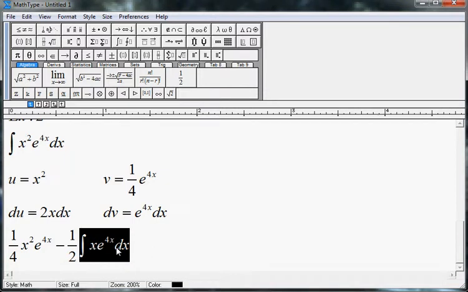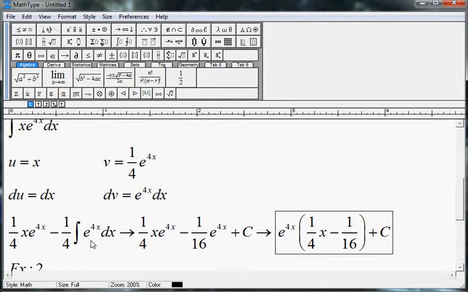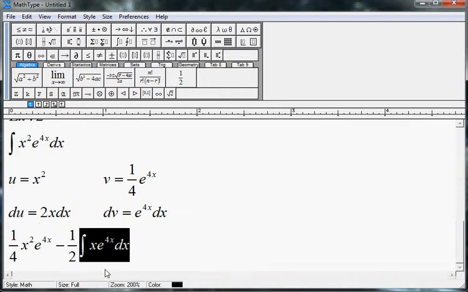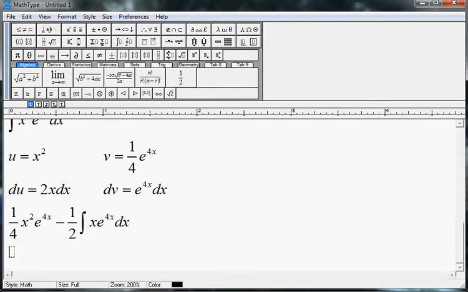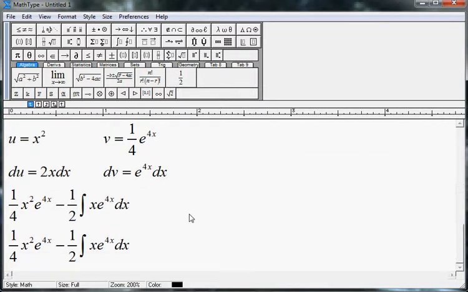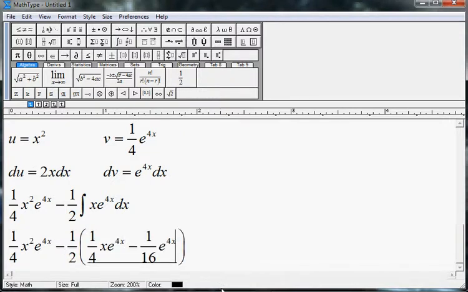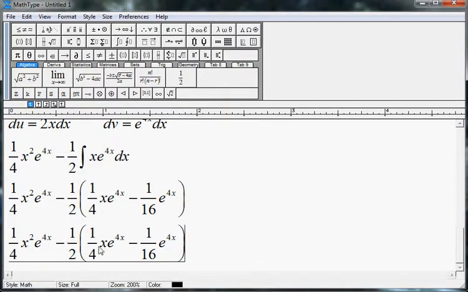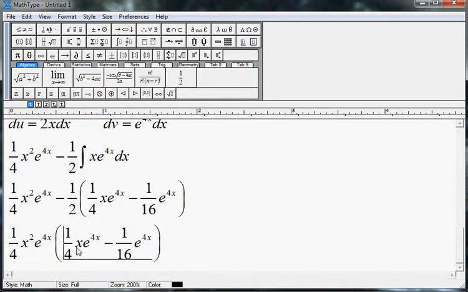Now we have this to deal with, but we've already done this integral before, so you can go through this again, the same process, or you can just make a new line and say that this integral is equal to this, plus c at the end. We found before that this integral was equal to this, so you just replace it, and it'll be the same no matter what. So now you distribute this negative 1/2 through. Let me make a new line. This is negative 1/8, and this is plus 1/32.